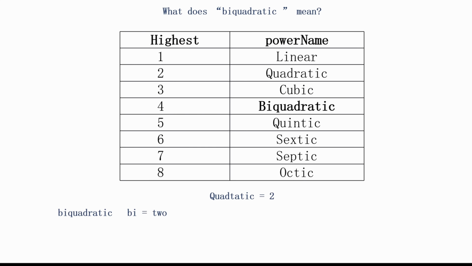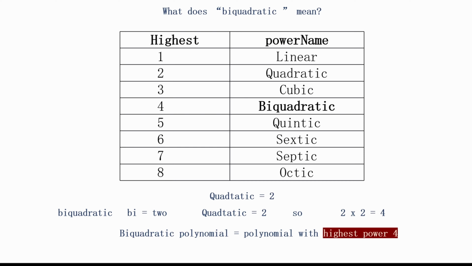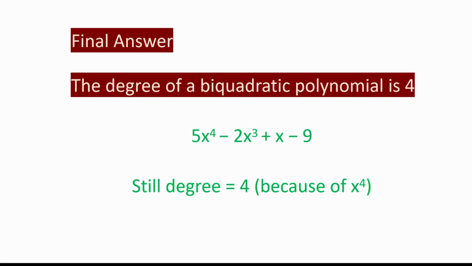Biquadratic, bi actually means 2, and quadratic equals 2. So we can write that as 2 times 2, or 2 to the power of 2, is equal to 4. That's the highest power. So for a biquadratic polynomial, the highest power is 4. And the final answer is that the degree of the biquadratic polynomial is always 4.